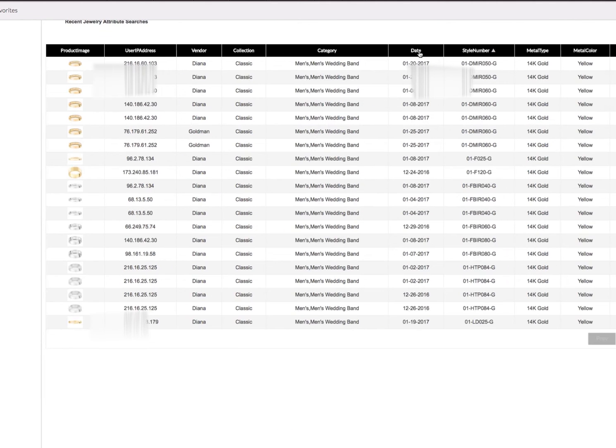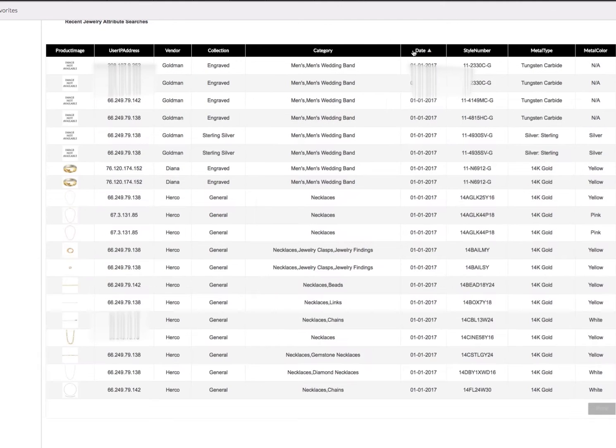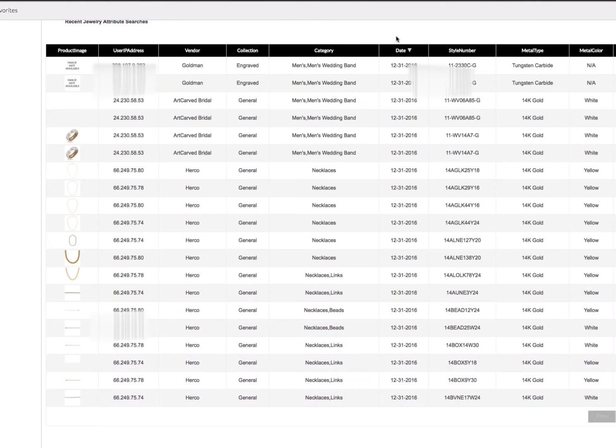But in this case, what we're able to see is every single click that's happening across this instance of JewelCloud. They're able to break it down even by day or by item type to be able to make some good recommendations as to what to market on the website.